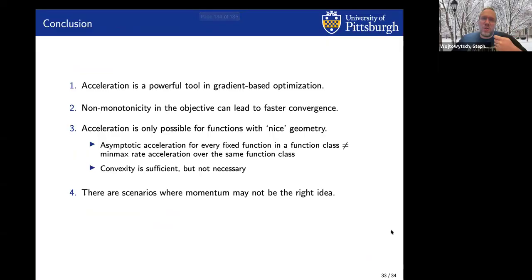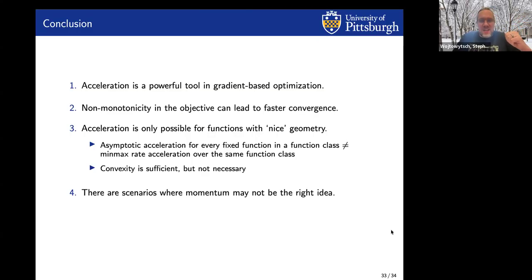And so, conclusion, acceleration is a really powerful tool in gradient-based optimization. It does have this non-monotonicity, which seems to be necessary, although I've not seen any rigorous statement saying if you're monotone, you can't accelerate. It requires obviously some sort of nice geometry of the function that we're trying to optimize. Convexity is enough, but it's not really necessary.